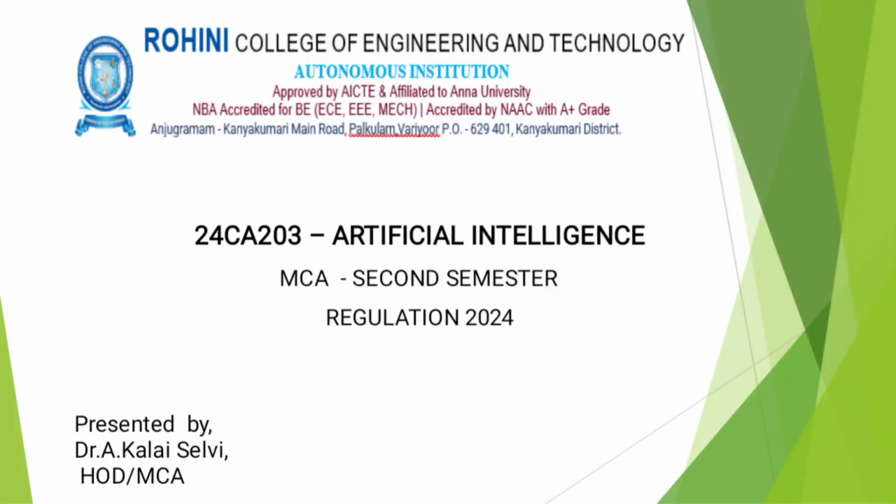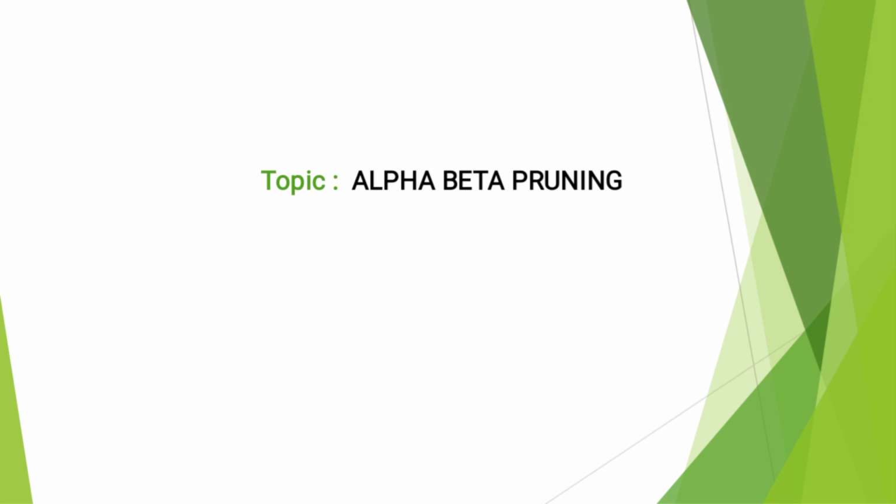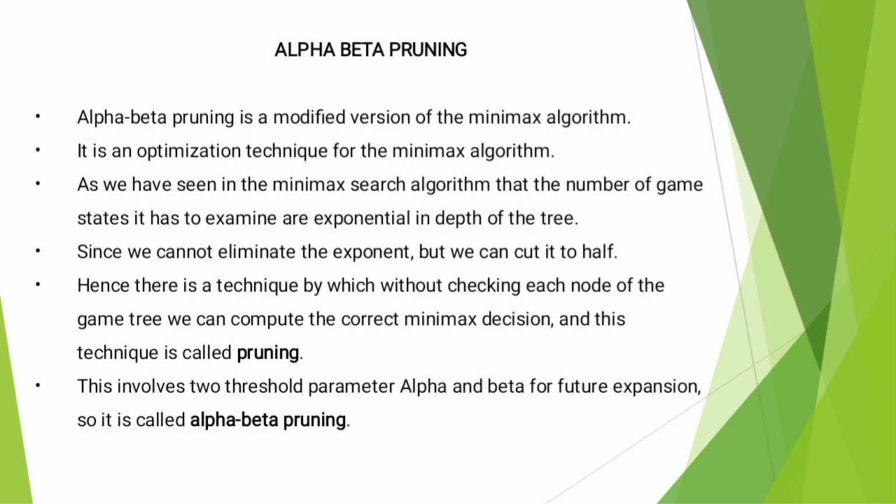A. Kalai Selvi. Today I present the topic alpha beta pruning. Alpha beta pruning is a modified version of minimax algorithm. It is an optimization technique for the minimax algorithm.